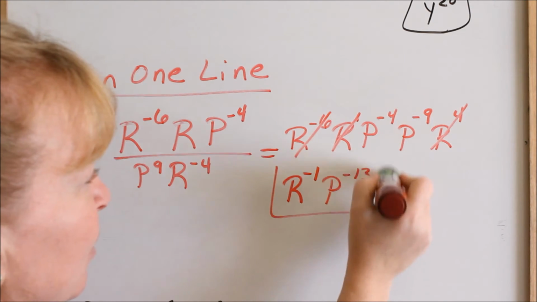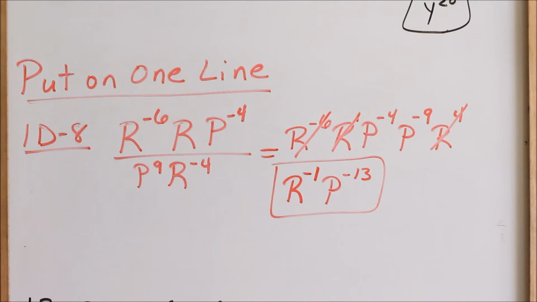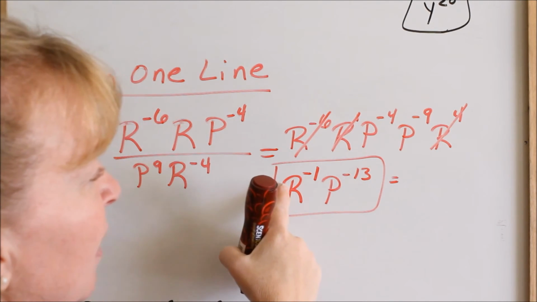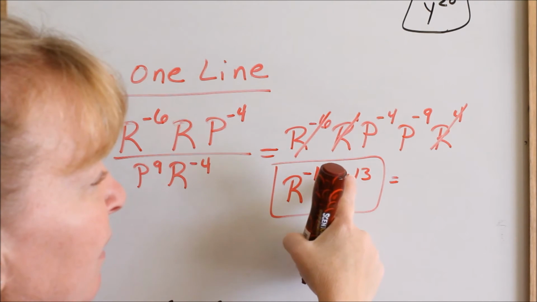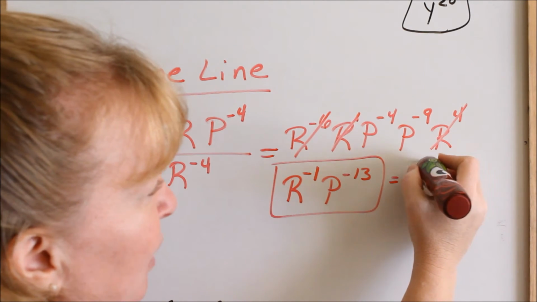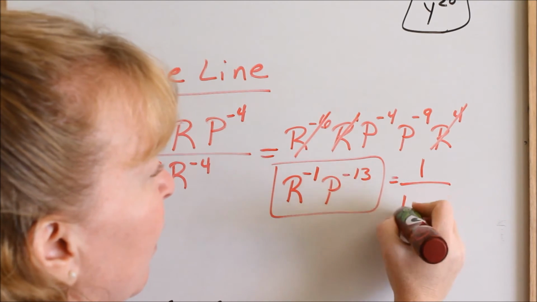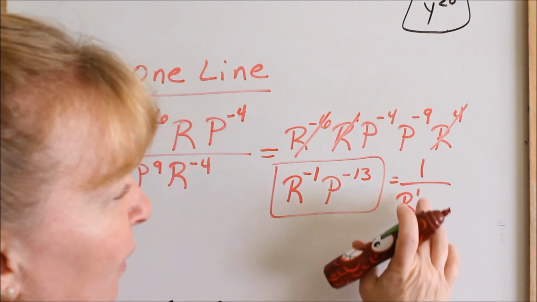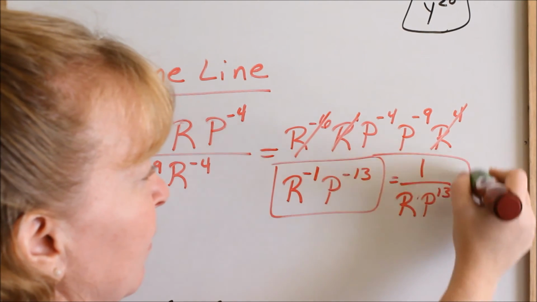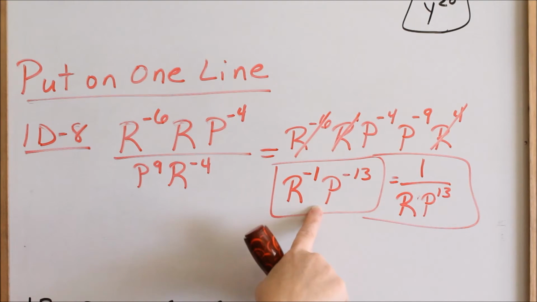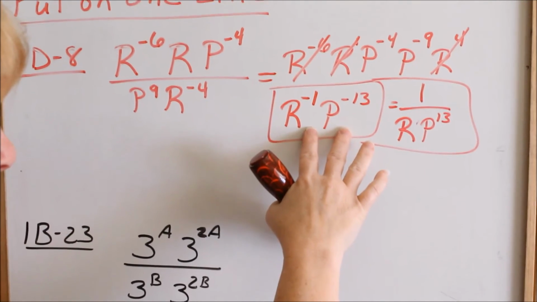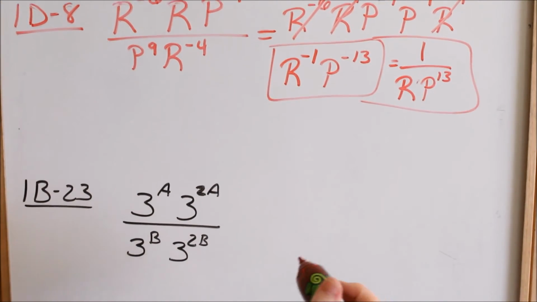So you can leave your answer like this, r to the negative 1, p to the negative 13. Or if you want to write them with positive exponents, negative 1 and negative 13 imply a fraction. Move these down and change the sign of the exponent. That would be 1 over r to the 1, and you don't even have to write 1, you just write r, p to the 13. Just so you know, this answer is the same as this answer. One's just with negative exponents, one's with positive exponents.